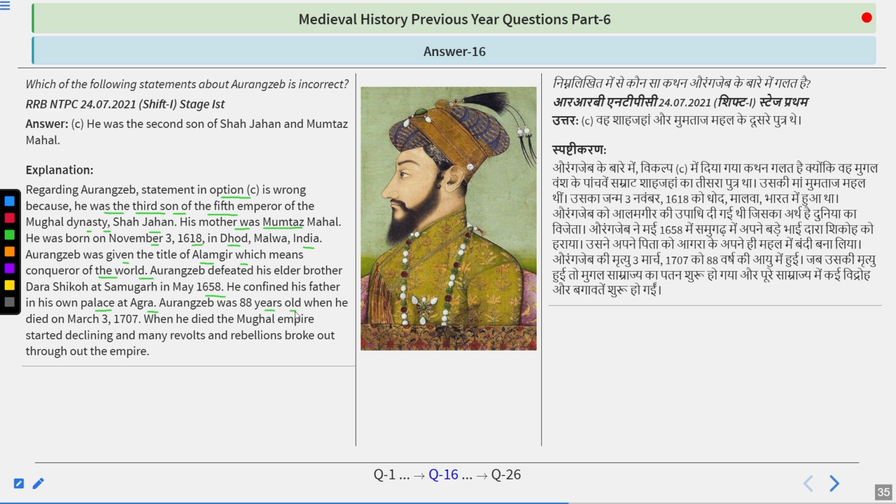Aurangzeb was 88 years old when he died on 3rd March 1707. When he died, the Mughal Empire started declining, and many revolts and rebellions broke out throughout the empire. So the incorrect option was option C. He was not the second son of Shah Jahan, he was the third son of Shah Jahan.